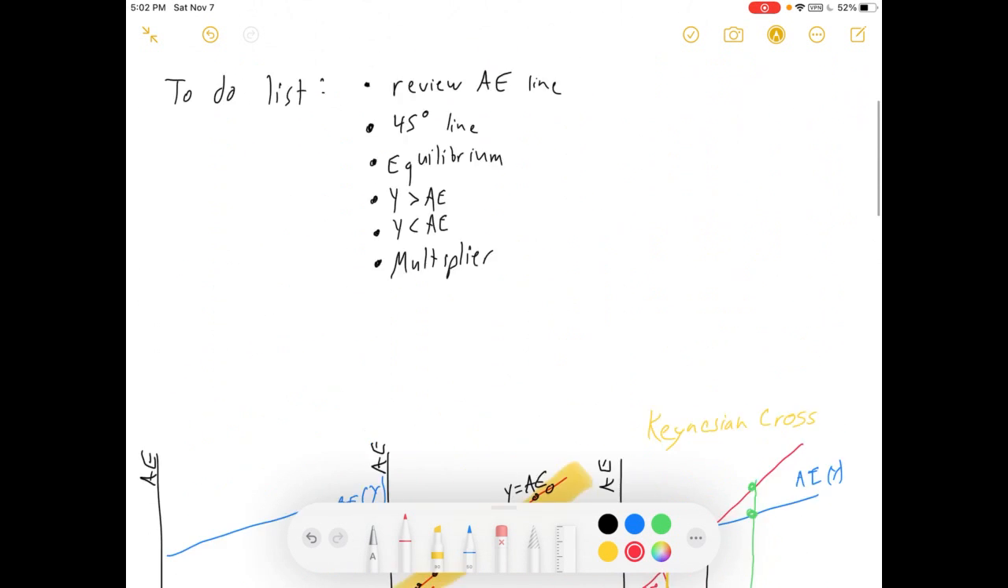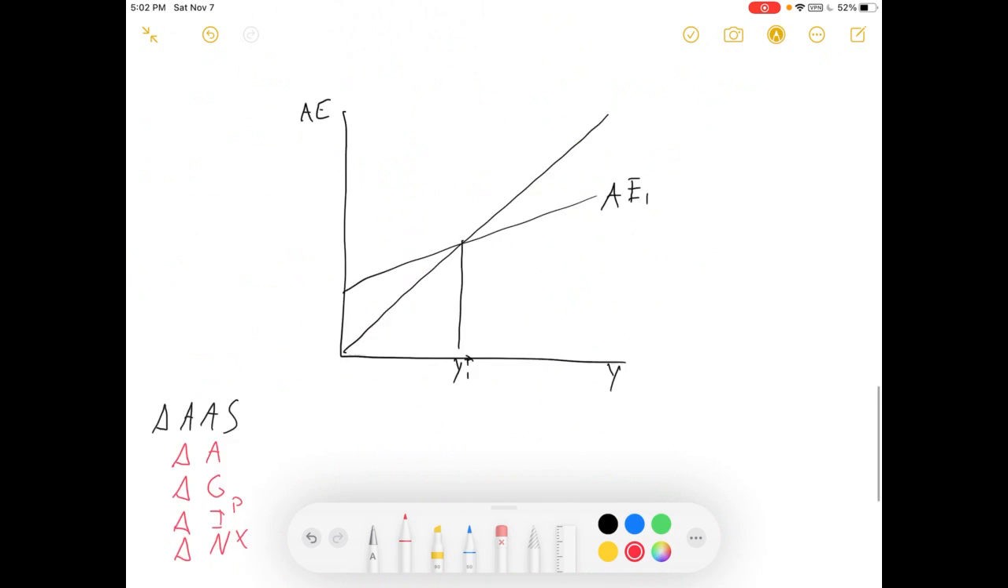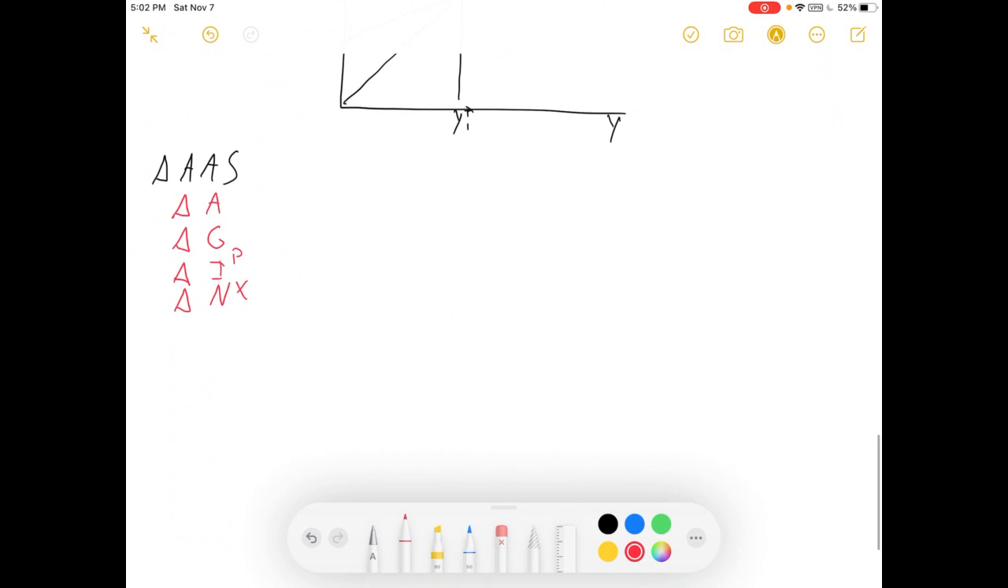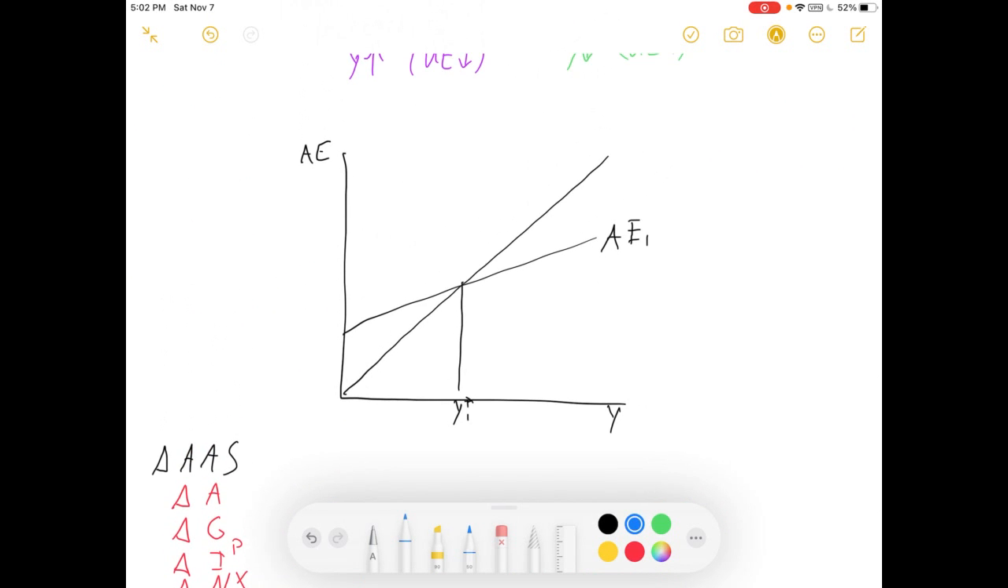Any of those things that we had built into our aggregate expenditures line, including this A from your consumption function. Any of those, like just numbers, A or G or IP or NX, if any of those change, it's going to change our equilibrium. For instance, if G increases, aggregate expenditure will increase, and we'll wind up at AE2. And when we do, there's going to be a new macroeconomic equilibrium.